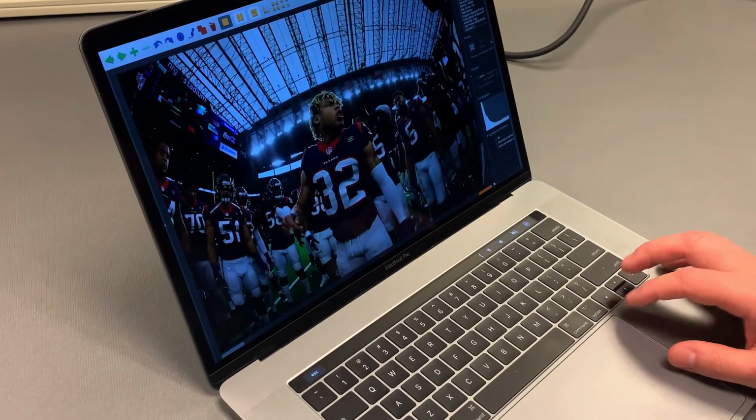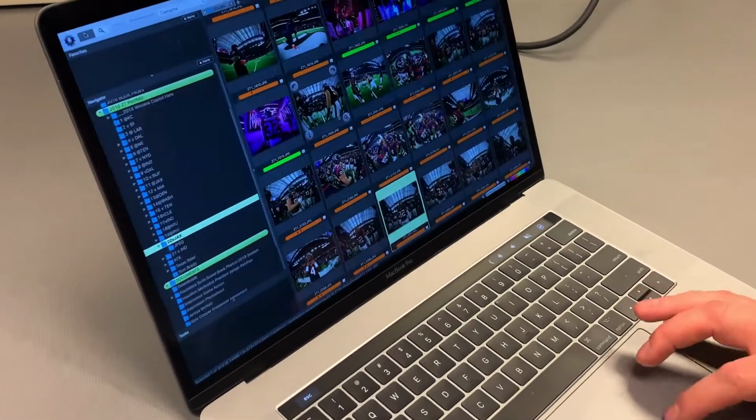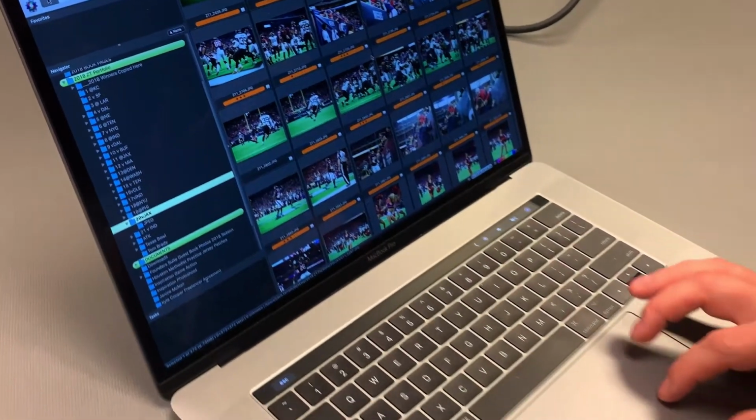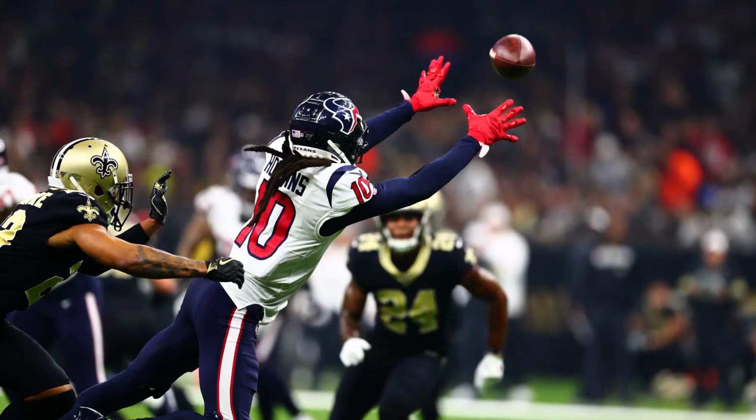Then I start sorting and applying metadata. If there's a touchdown catch from a certain player on Sunday, by the end of the day on Monday, that touchdown catch picture will pop up, so about 24 hours after the game.